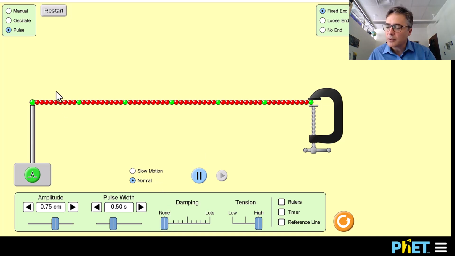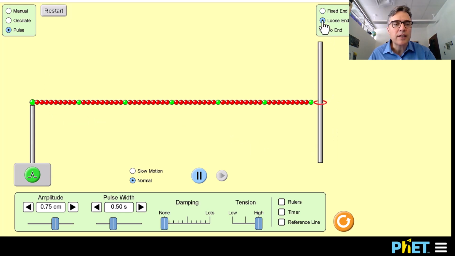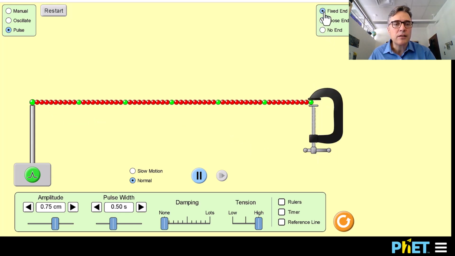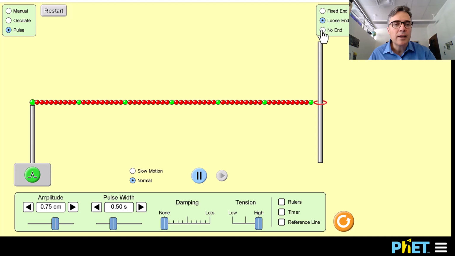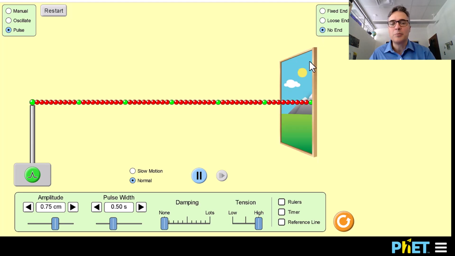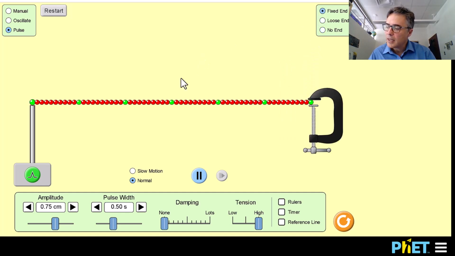Step 1 is set the damping to none. Then select pulse, which I've actually already done. And it should be on fixed end. So there are actually different kinds of ends. There's fixed end, which is a clamp. There's loose end, and then there's no end, which is just an open window. So that's always fun. If you put fixed end and you click on the little green triangle, send a pulse, it should shake the left end of the string.